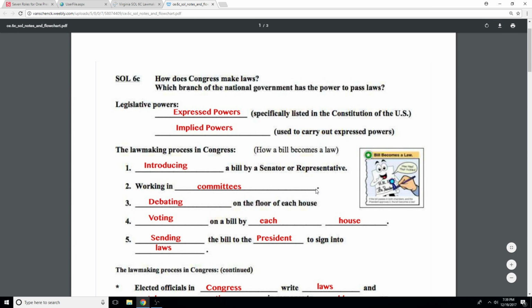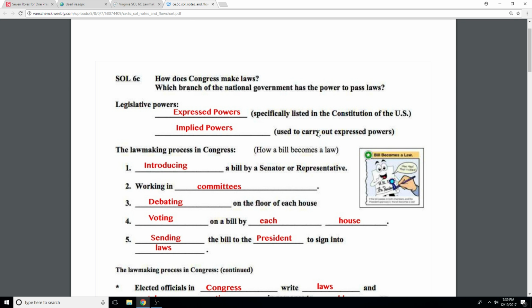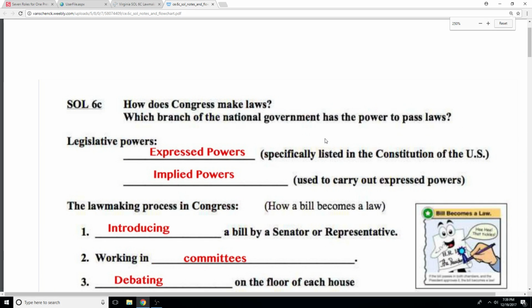So let's do legislative really quick. So there's really 2 types of powers. So we have expressed and implied. Expressed is the ones they're going to use most often. Those are the ones I can go and open up the Constitution. I can read word for word in the Constitution. So I know that the Congress has the right to approve appointments because it says so in the Constitution. That's an express power.